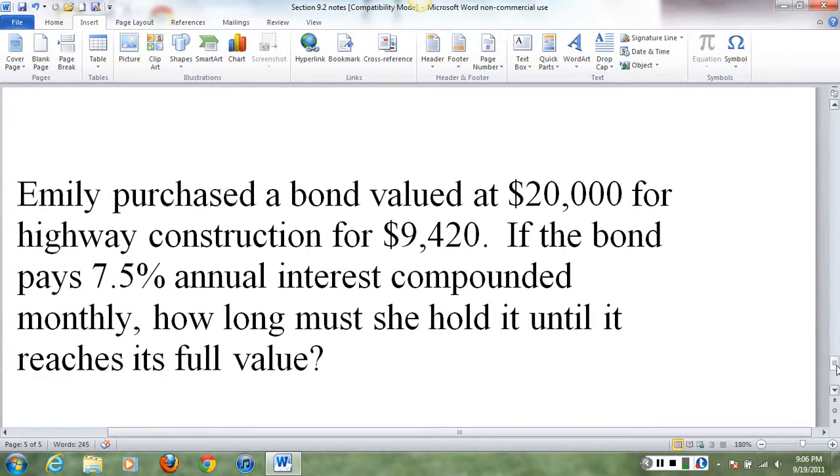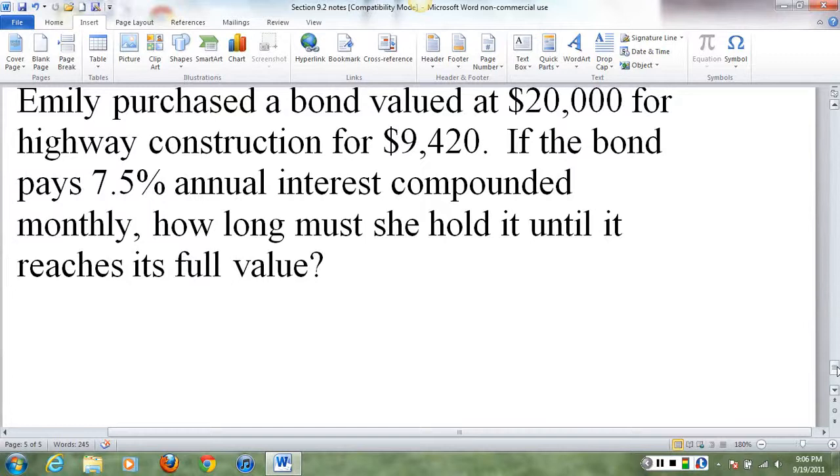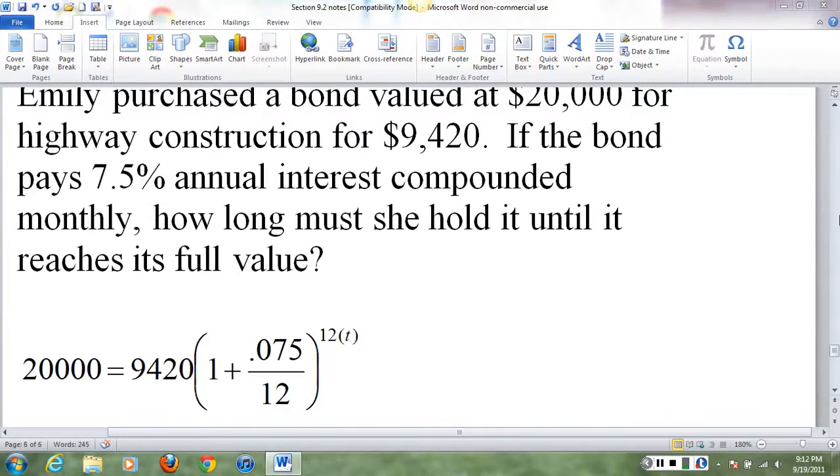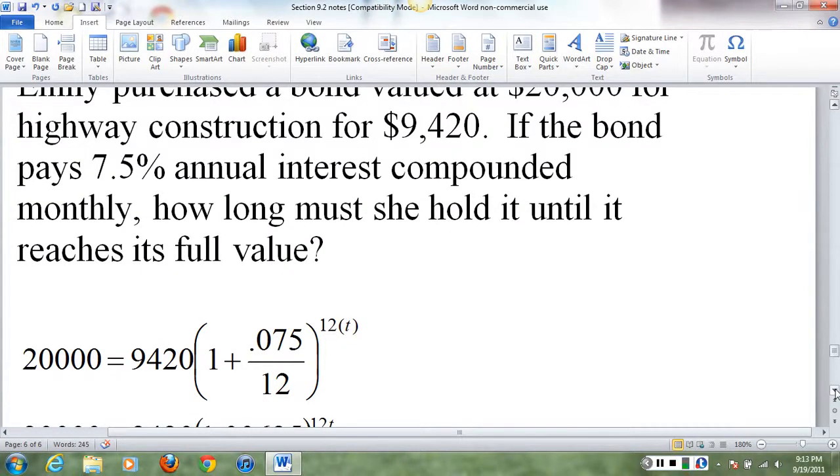When we're asked to solve for time, typically this is when we use our logs that I referred to earlier. So I'm still going to use the same compound interest formula, enter in the values that I know, and then we're going to end up solving for an exponent. So we're going to set up the compound interest formula, again putting in what we know. We have 20,000 as our final amount. Our principal is 94.20. Rate is 0.075, and it's compounded monthly, so 12 is our n. t is the unknown.